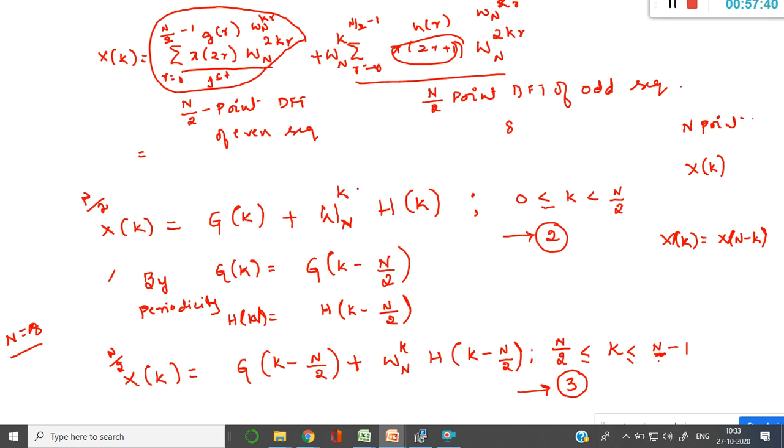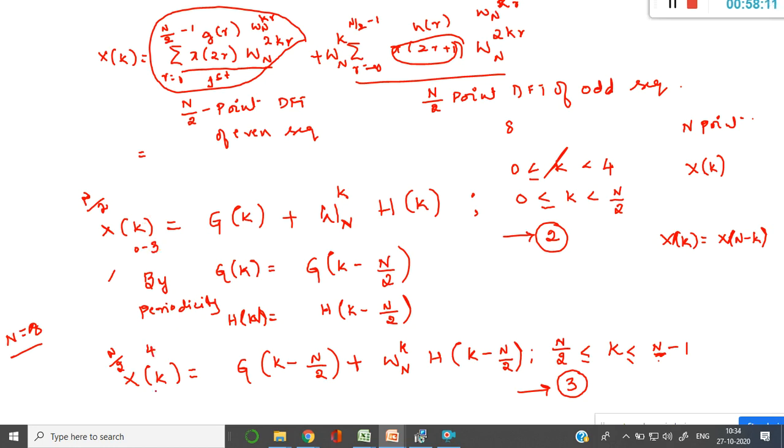I will show you how the calculations work out in terms of multiplication operations. X of 2 equals g of 2 plus w n to the power of 2 h of 2. X of 3 equals g of 3 plus w n to the power of 3 h of 3. This ends here because this value is less than 8 by 2, that is less than 4. So we are going to get x of 0 to 3 here.